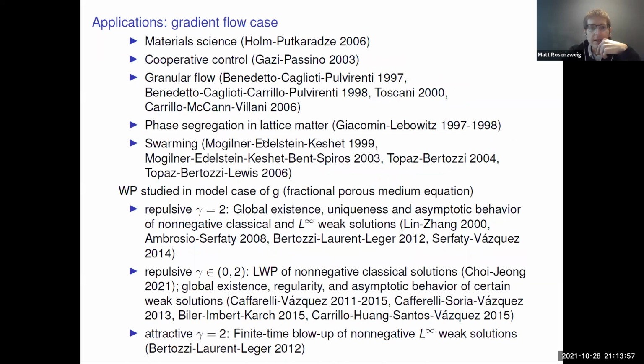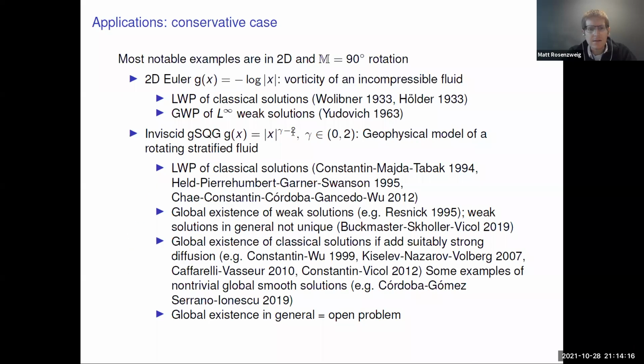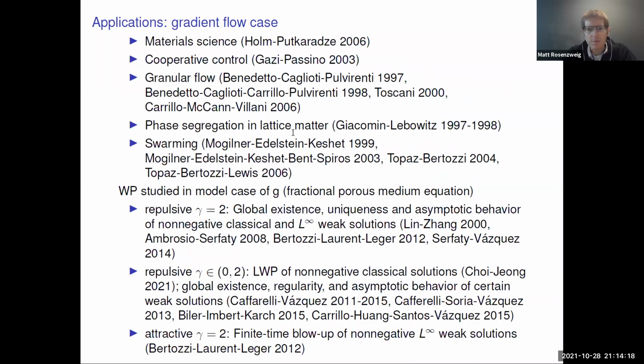In the gradient flow case, there's even more applications. For instance, material science, cooperative control, granular flow, phase transitions, lattice matter, swarming models. As far as I know, the well-posedness is mostly limited to the model case of G that I displayed right here. And this is sometimes called a fractional porous medium equation.